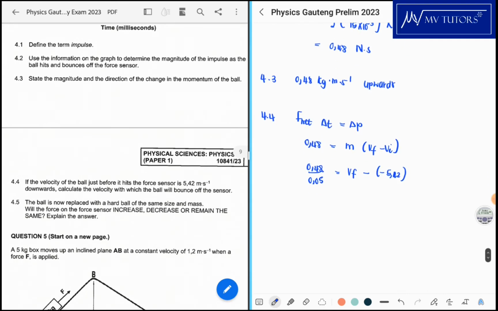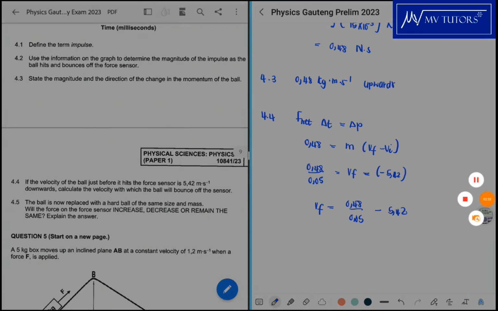Okay, so now let us see what the final velocity is going to be. 0.48 over 0.05. And then the minus and the minus gives you a positive. When we take it to the other side, it will be a minus. Okay, so minus 5.42.